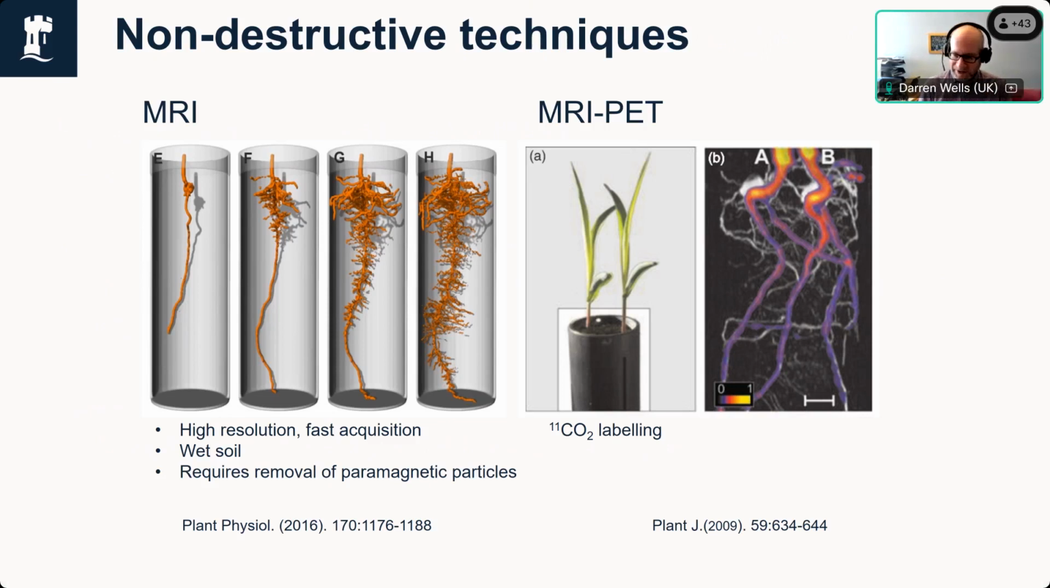So you do an MRI scan, then you take the same pot and you feed it something like 11C labeled carbon dioxide, and then you follow where the carbon goes by looking at the tracer signal. You overlay the two, you see where the tracer is in the root system. That's a very powerful set of techniques, but again, not particularly amenable to high throughput.